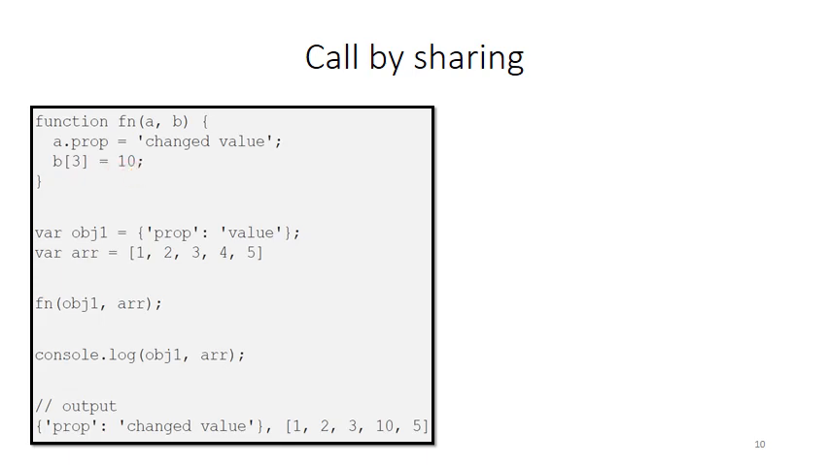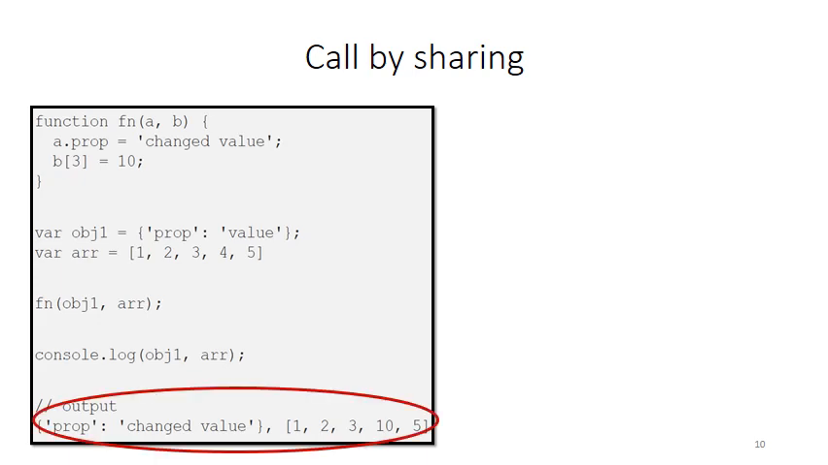So when the function returns and we execute the statement console.log(obj1, arr), it will print the contents, the values within obj1 and arr. So the output will be prop: changed value. Notice that the changes made within the callee have been reflected in the caller, and the value is changed to changed value. Also within the array, the third index has been modified to 10. So this is call by sharing in JavaScript.